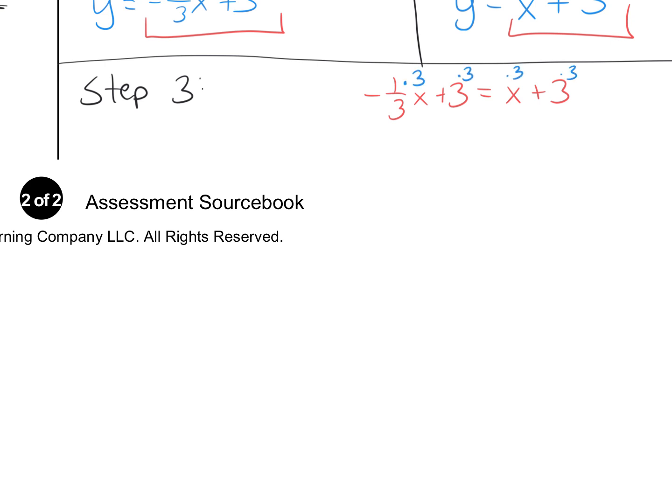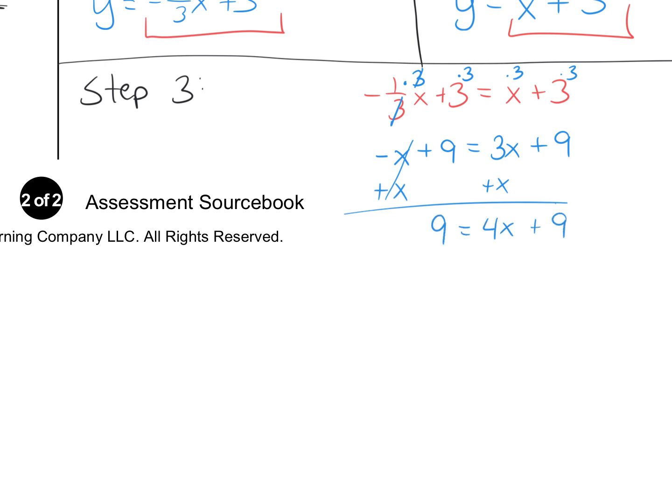What happens to that fraction? 3's cancel, so I'm left with -1x. 3 times 3? 9. 3 times x? 3 times 3. Yep. Now we just solve. I'm going to add x. So we have 9 equals 4x plus 9. What do I do from here? Subtract 9. A lot of us, what we did, we're like, oh, that cancels out, so I'm just left with 4x. Now I'm stuck. Okay.